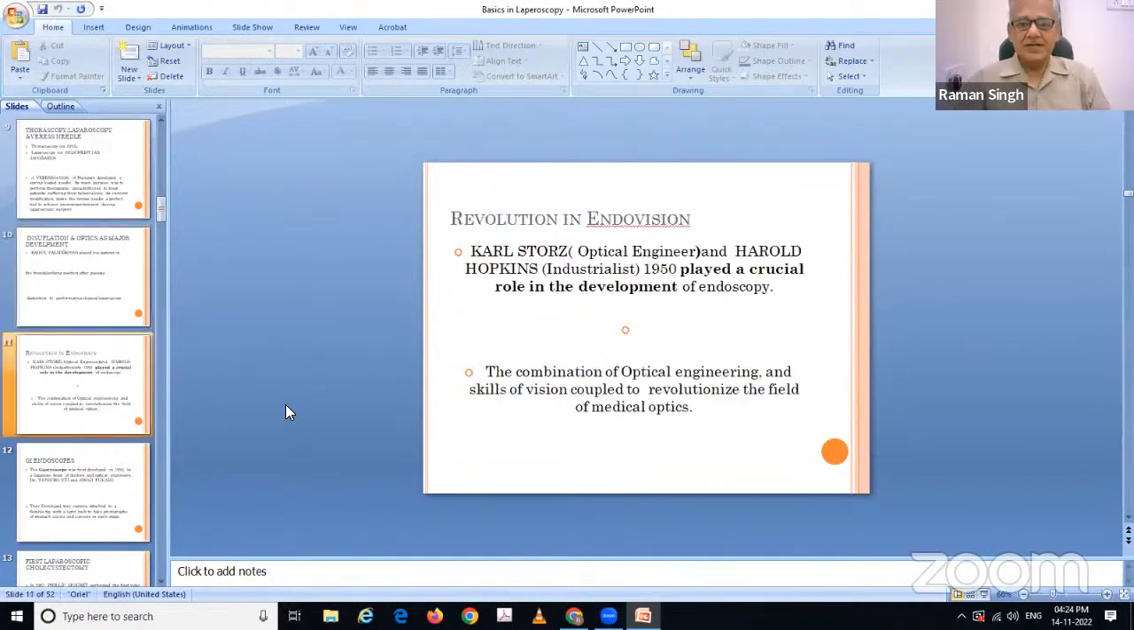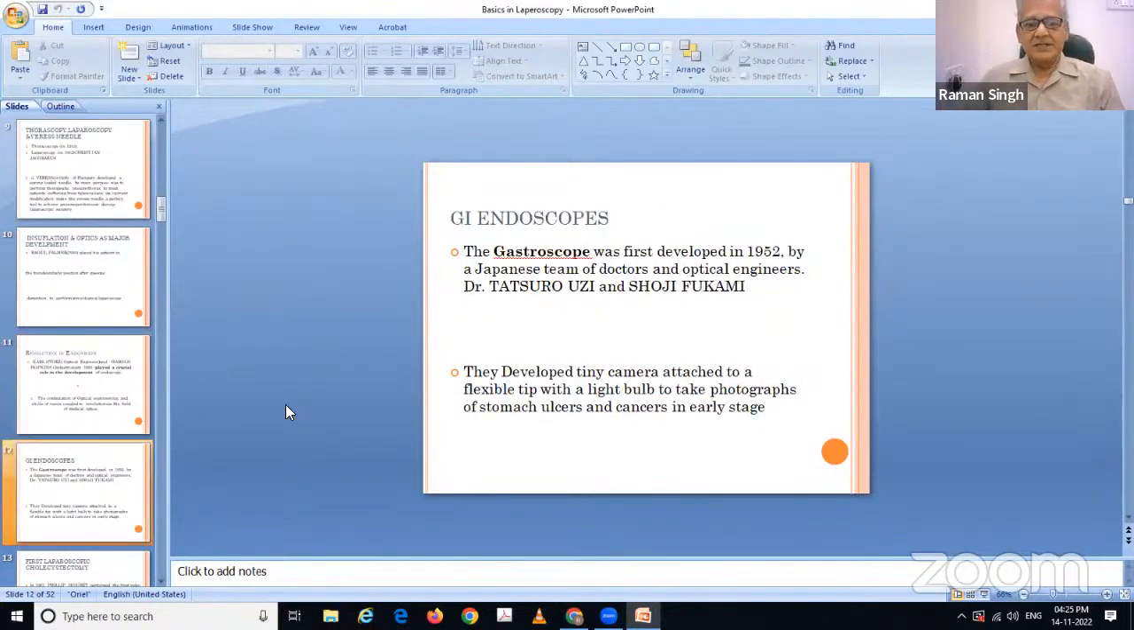Now, the revolution in endovision: Karl Storz, an optical engineer, and Harold Hopkins, the industrialist, combined their knowledge and developed today's various types of laparoscope. The contribution of optical engineering and increased vision revolutionized the field of medical optics. Now, the GI endoscopes were developed by the Japanese. They developed a tiny camera attached to a flexible tube with a light to take photographs of the stomach, ulcers, and cancers, especially in early cases, because Japan is very famous for gastric cancers.